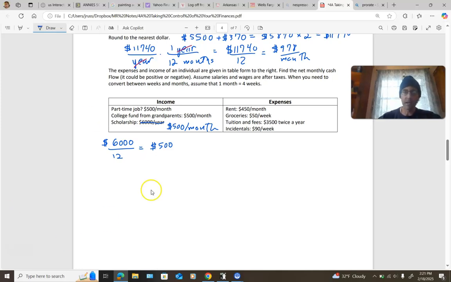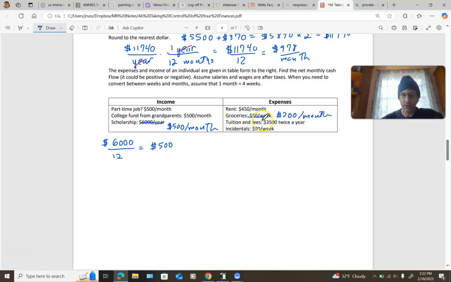All right, so that's my income. It's all been prorated. Now I'm going to come over here and prorate all my expenses. So the rent is already given on a monthly basis. The groceries, however, are not. So $50 per week. Well, if we're assuming that there are 4 weeks in a month, then I need to multiply this by 4. And that would take that to $200 per month for groceries.